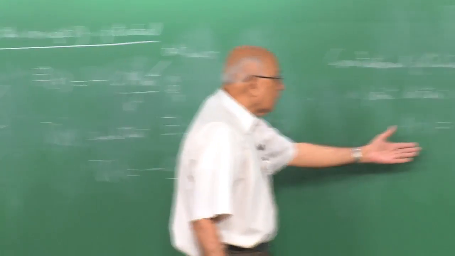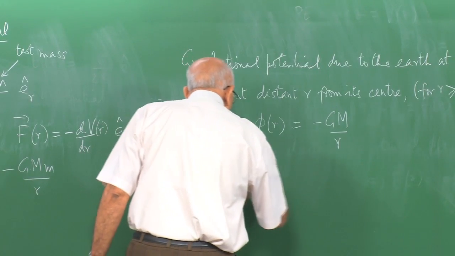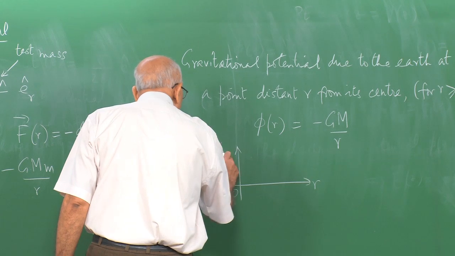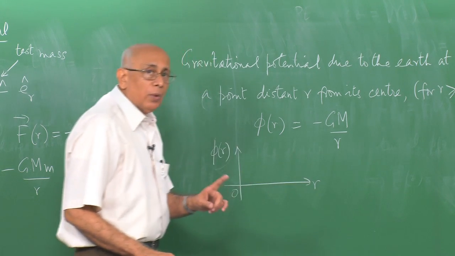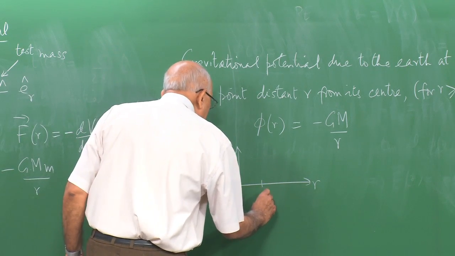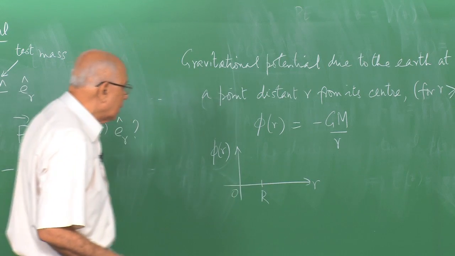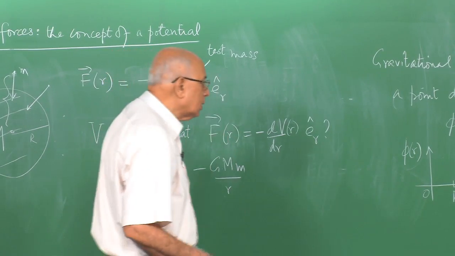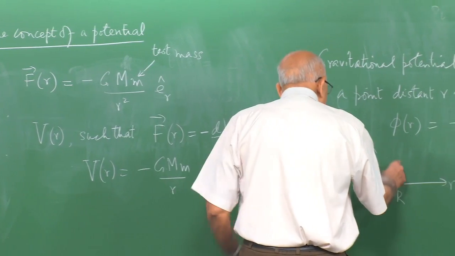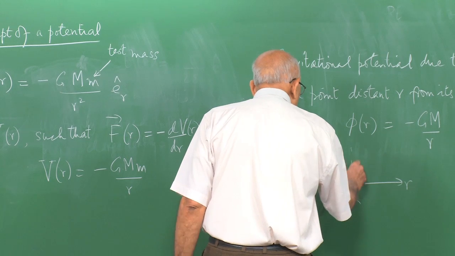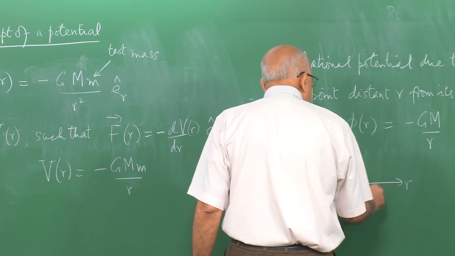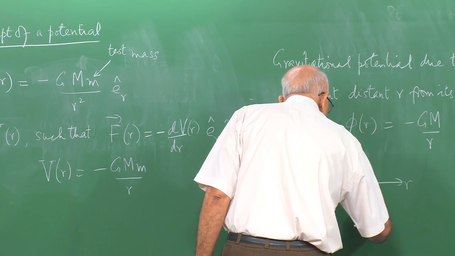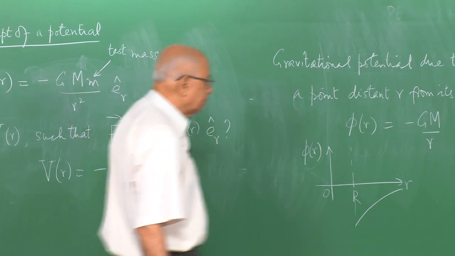Now what does this thing look like? If I plot little r here, 0, and this is phi of r, we don't know what's going on till you hit capital R. This formula is only true for little r greater than or equal to capital R, namely from the surface of the Earth upwards into space. Something else happens inside here, we will come to that later, but the graph as far as this is concerned starts at some finite point, minus GM over R, and goes like that.